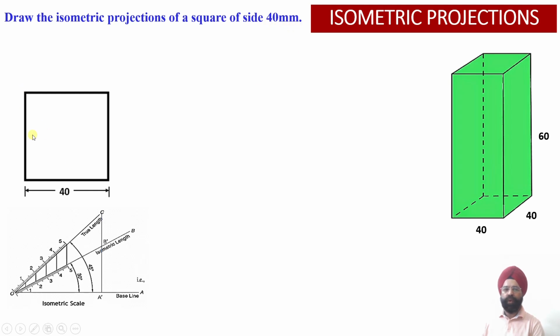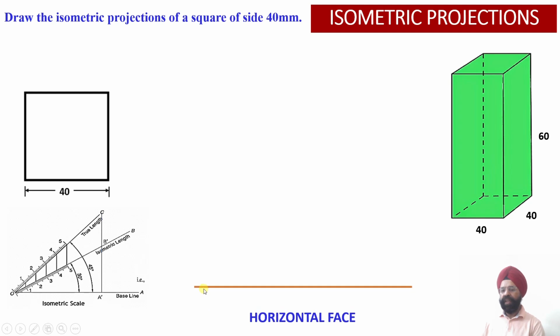So here we have a square of side equal to 40 millimeter. We are going to start with construction of the isometric scale. The true scale will be drawn at an angle of 45 degrees, and the isometric scale will be drawn at an angle of 30 degrees. All the dimensions from the true scale have to be transferred onto the isometric scale, and then we can draw the isometric projections.